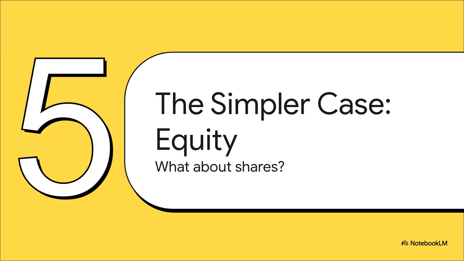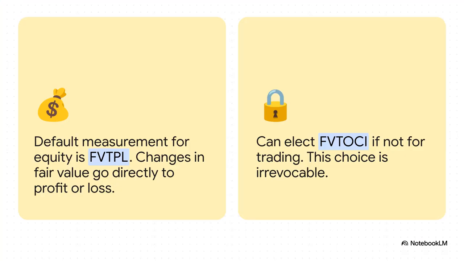Phew, okay, we made it through the complex path for debt. But what about that other fork in the road we mentioned, equity? Well, you'll be happy to hear that the rules for shares of stock are a whole lot more straightforward. For equity, the default rule is dead simple. Everything is measured at fair value through profit or loss, period. Any change in that stock's price goes straight to the company's net income.